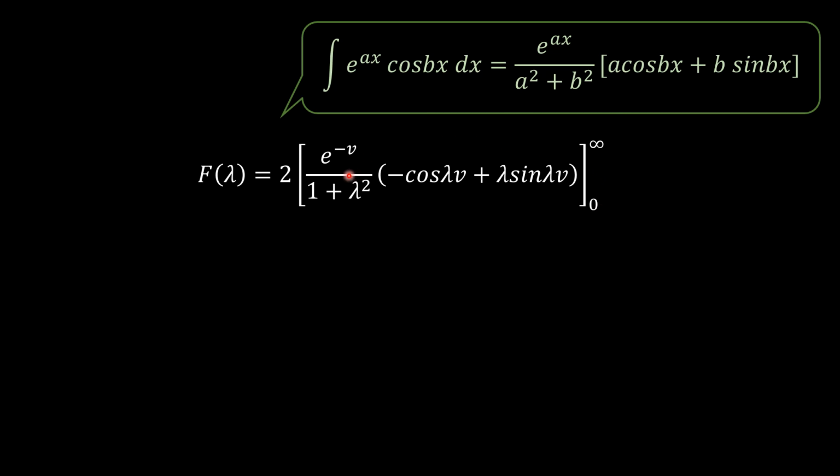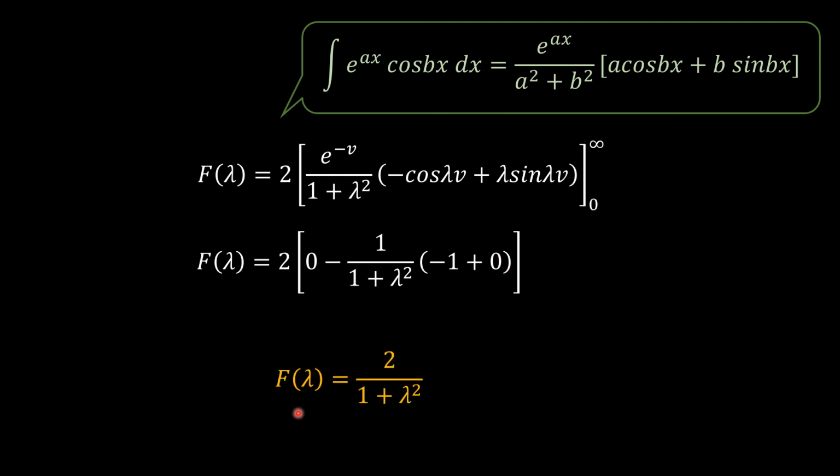Now put the upper limit: e raised to minus infinity is 0. So this 0 we got here. And the value at the lower limit: e raised to 0 is 1, so 1 divided by 1 plus lambda squared, cos 0 is 1, so minus 1, plus sin 0 is 0. Simplify this expression. We will get F of lambda as 2 divided by 1 plus lambda squared, which is the required Fourier transform. I hope you have understood this. Thanks for watching this video.